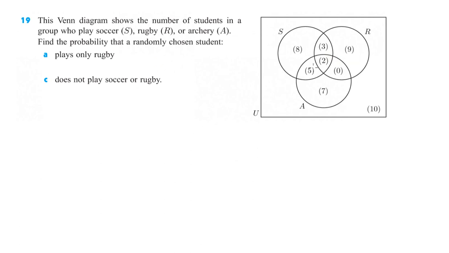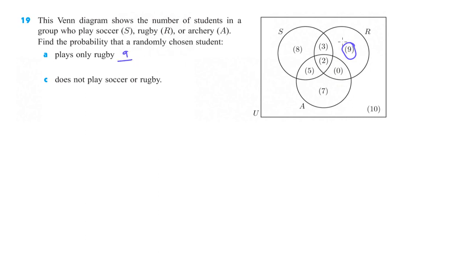Okay, moving on, 19. This triple Venn diagram shows the number of students in a group who play soccer, rugby, or archery. Find the probability that a randomly chosen student plays only rugby. So these are all the rugby players. There are 9 that only do rugby, because these 3 do rugby and soccer. These 0 people, we don't have anybody that does rugby and archery, but we have 2 people that do soccer, rugby, and archery.